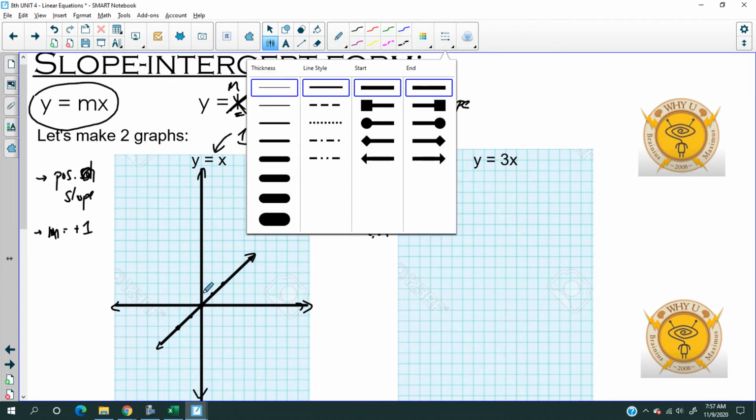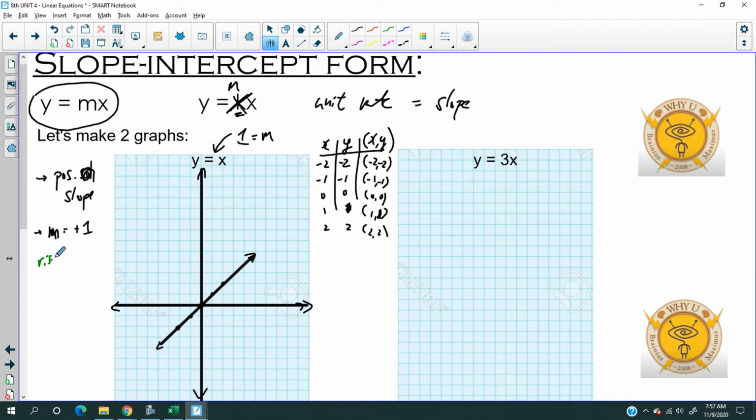Meaning the rise over the run is 1 over 1, meaning you go up 1, you go over 1, you plot a point, you go up 1, you go over 1, you plot a point, you go up 1, plot a point, so on and so forth, right? That's the second thing we noticed.